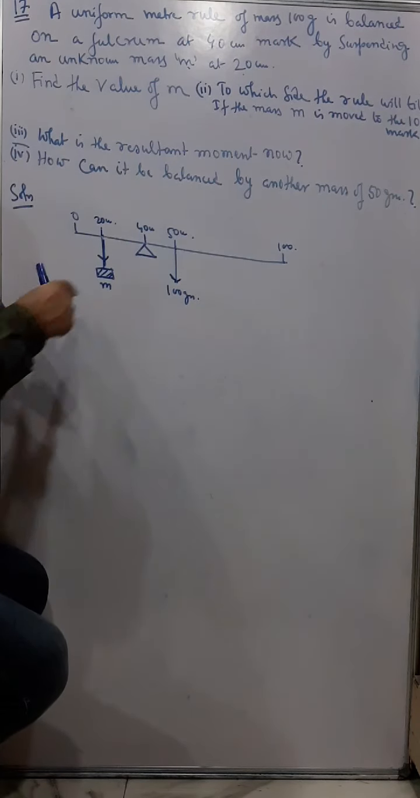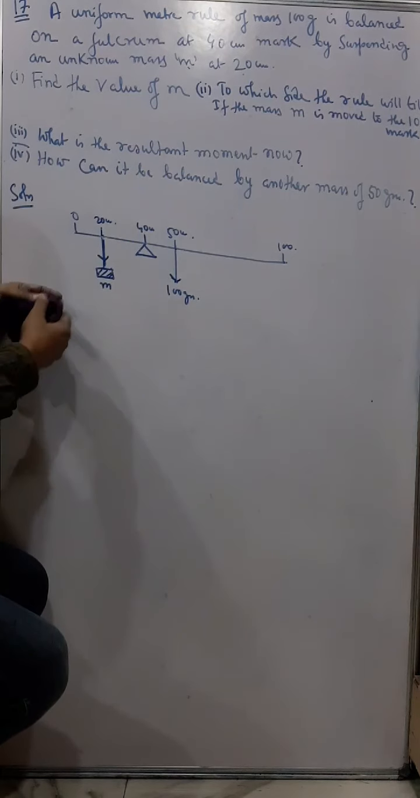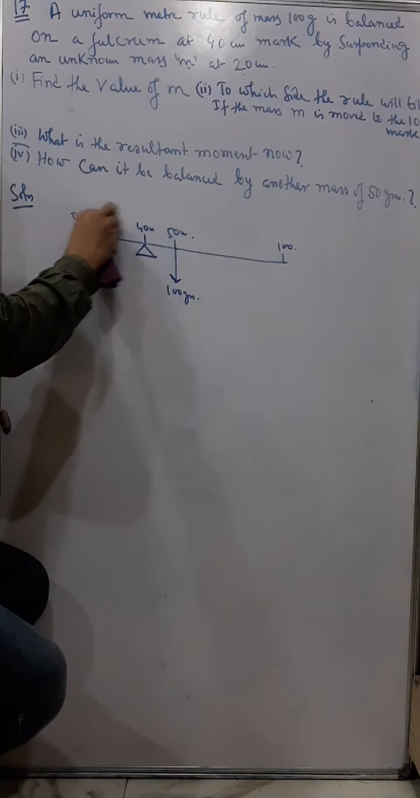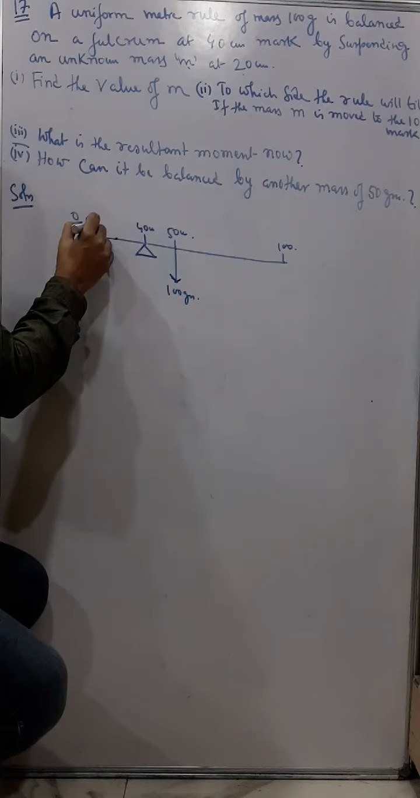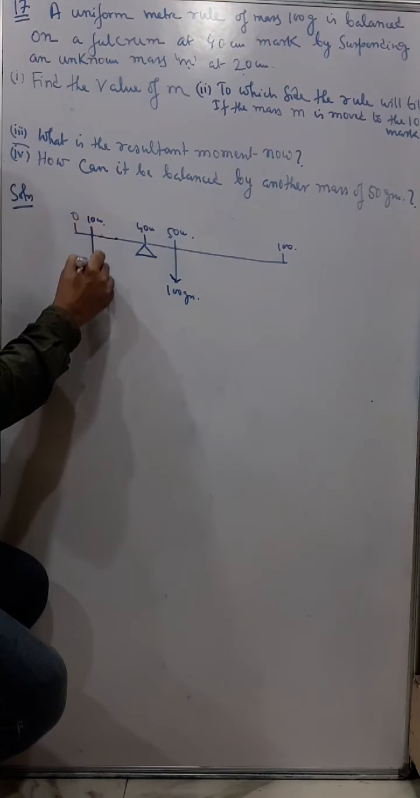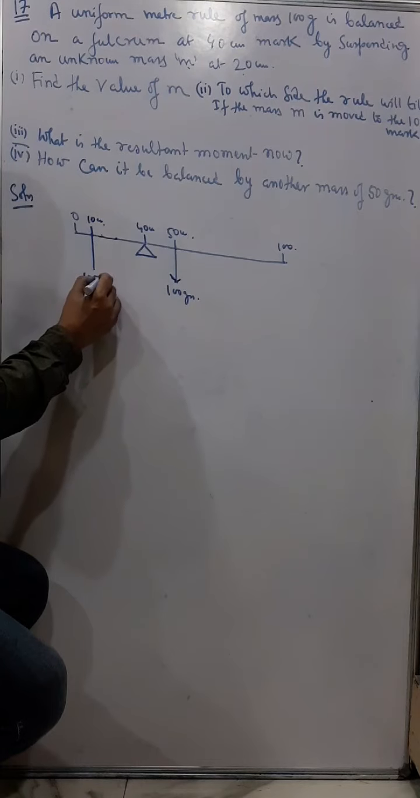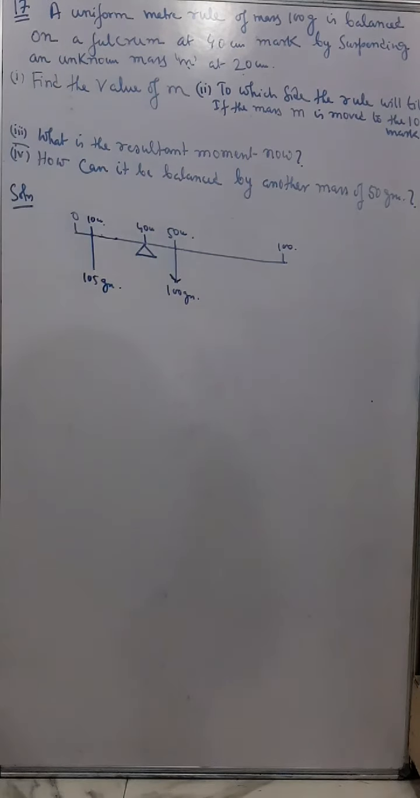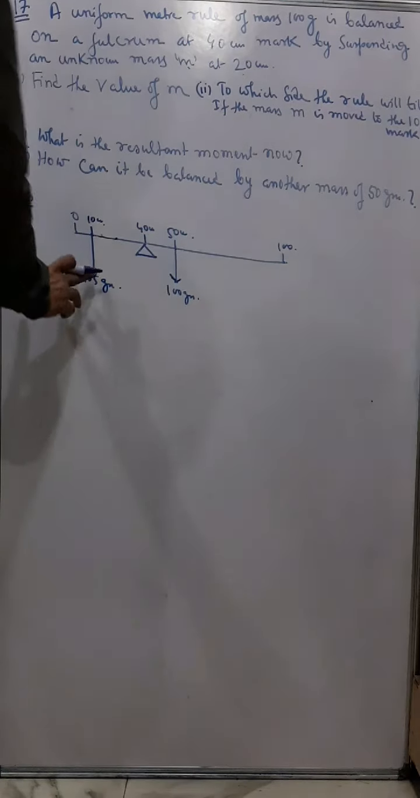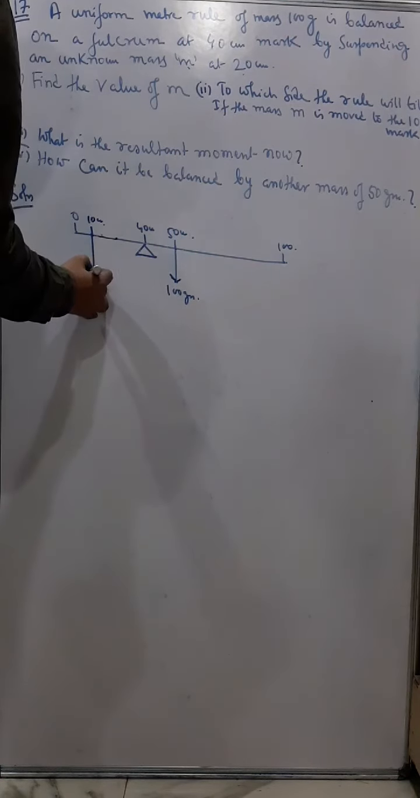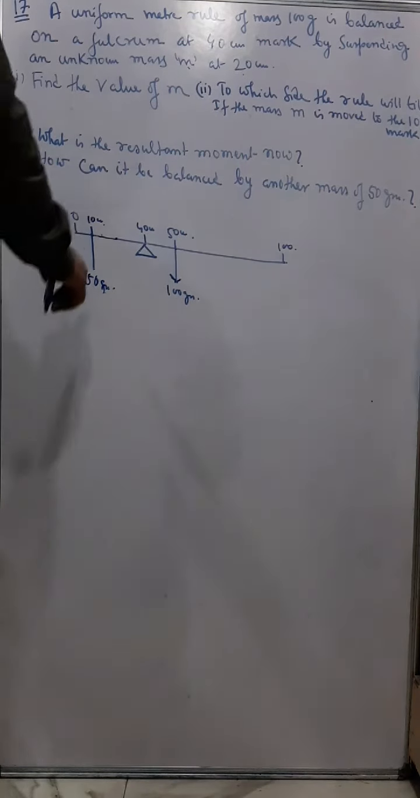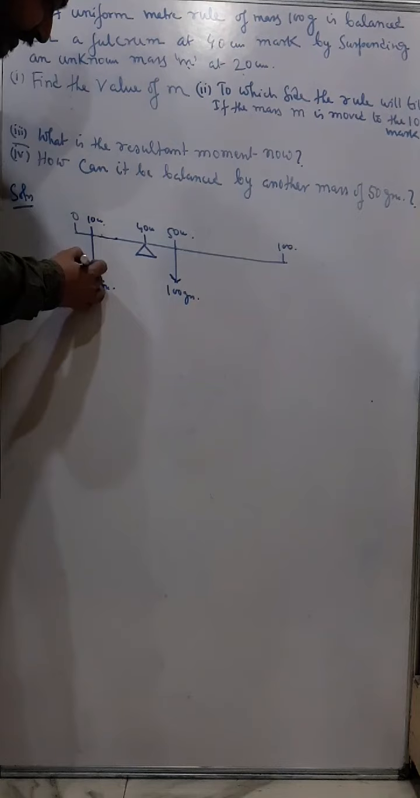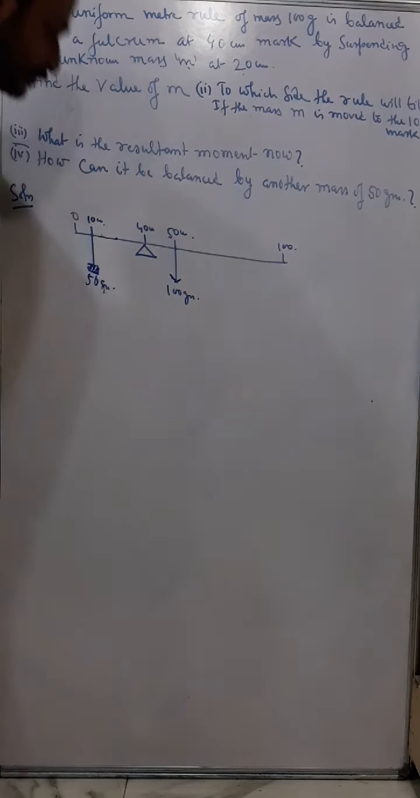So what they told is that now this mass M is in fact shifted to the 10 centimeter mark. So now suppose this is the 10 centimeter mark, and we already got M as 50 gram, right? So in number 1 we got mass M as 50 gram, and now this mass is shifted to the 10 centimeter mark. Now they are asking which side.